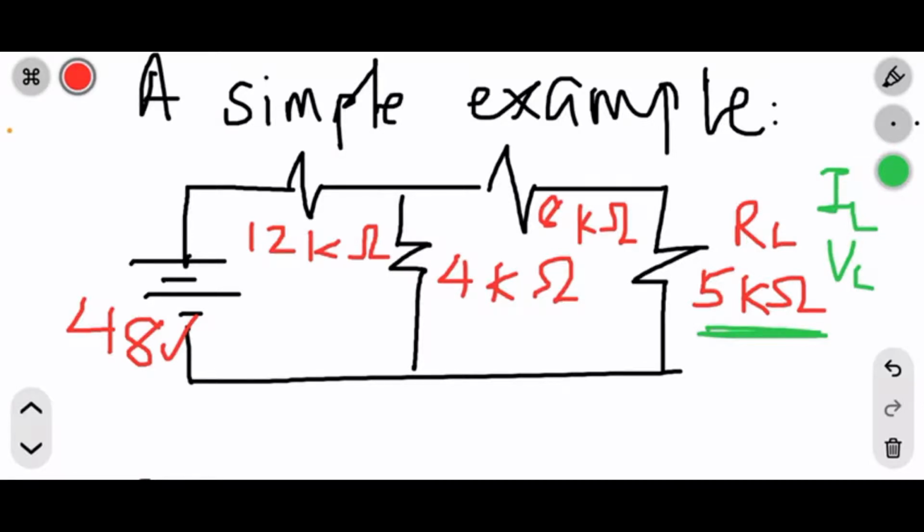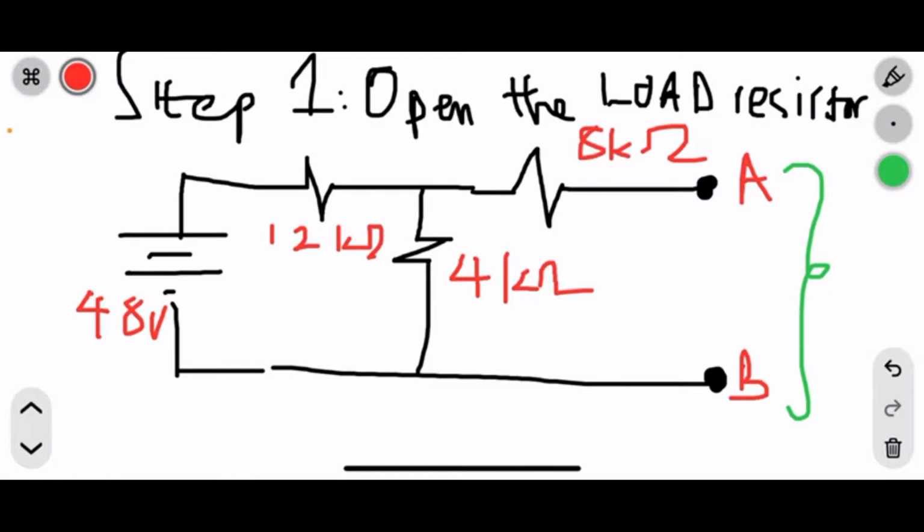So we start. Let's use the steps. So step 1, open the load resistor. So you see the load was here. Now we have opened it. That's step 1. That's the first thing to do. The place that they want you to find the unknowns, you open that part first. So that's what you have done.